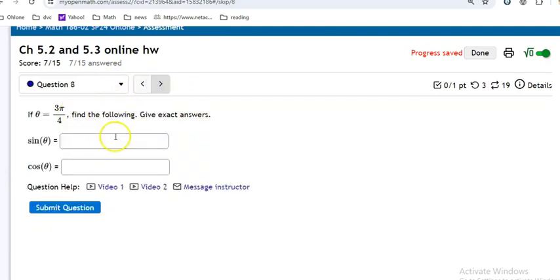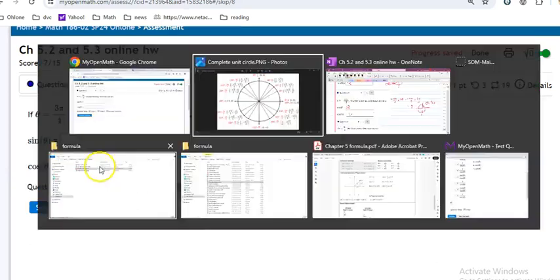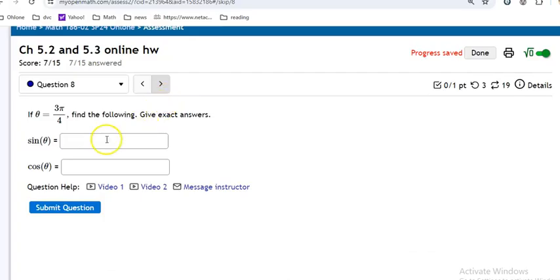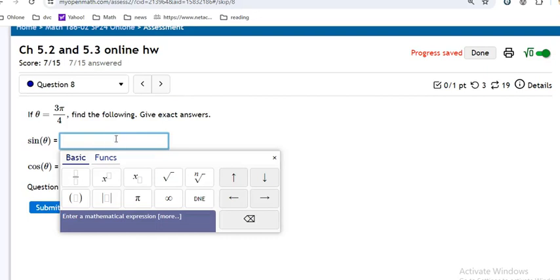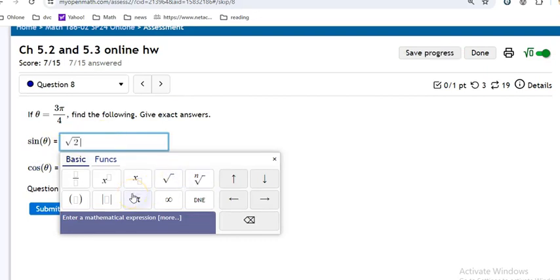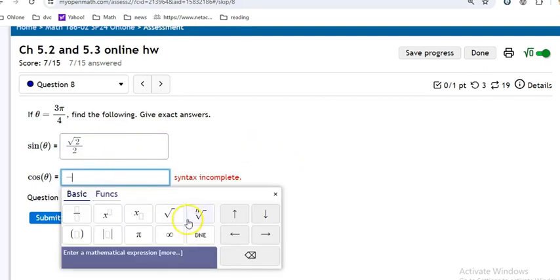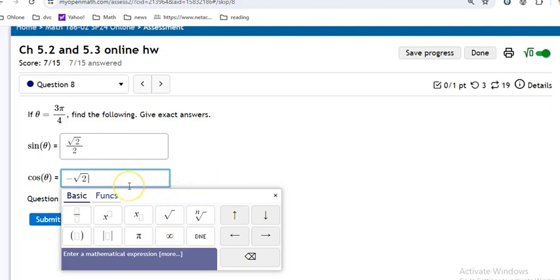And then 3 pi over 4, I have to do sine and cosine. 3 pi over 4 is in quadrant 2, it's negative root 2 over 2, root 2 over 2. So sine is root 2 over 2. Cosine is negative root 2 over 2.